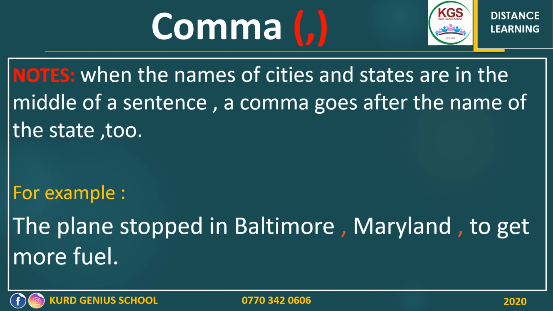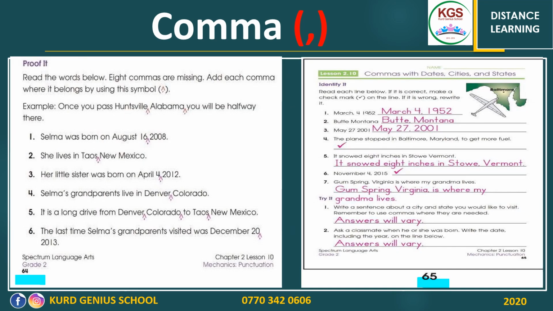When the names of cities and states are in the middle of a sentence, a comma goes after the name of the state too. It means that when there are names of cities and states in a sentence, the name of the state should be followed by a comma. For example, the plane stopped in Baltimore, Maryland, to get more fuel. Maryland is the state and it is followed by a comma. And these are the answer keys.